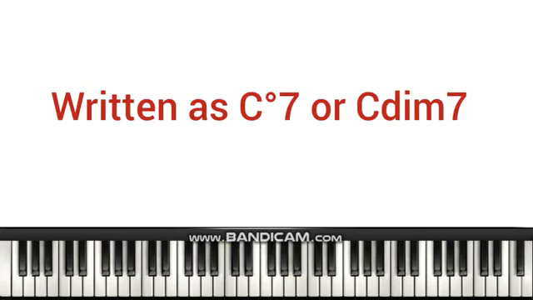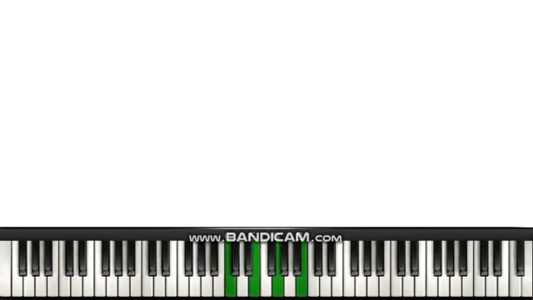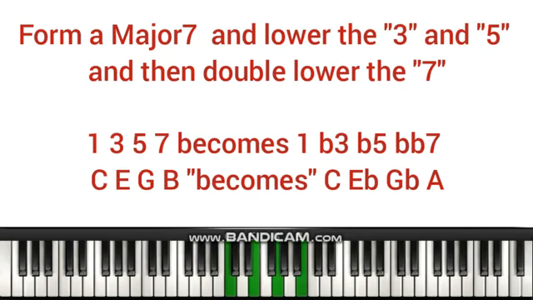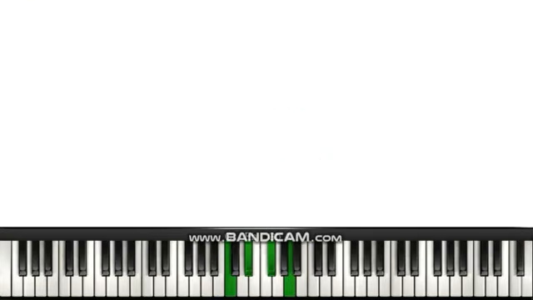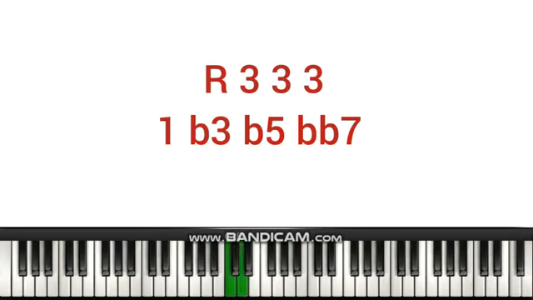Now basically you can form this chord by forming a major 7th, you lower the 3rd, you lower the 5th, then you double flat the 7th note. So the formula for the diminished 7th chord is 1, the flat 3rd, the flat 5th, then the double flatted 7th. Okay, and the formula is R 3 3 3.